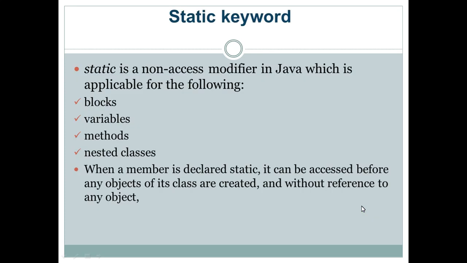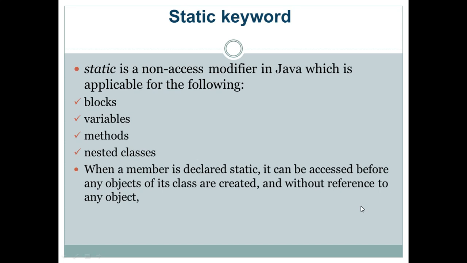Now next point is the static keyword. Static is a non-access specifier in Java. The static keyword in Java is mainly used for memory management. When we make any method or variable static, that means we can call that particular method without creating an object. The keyword static indicates that the member belongs to a type itself rather than to an instance of that type, so we need not create an object.